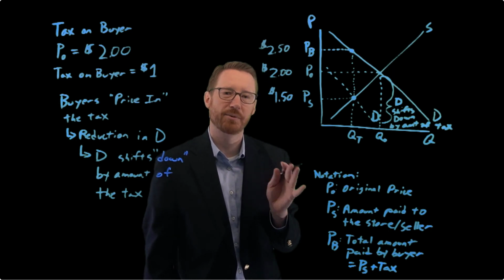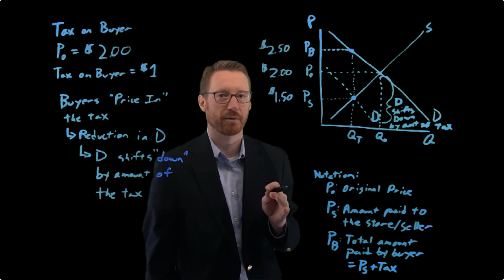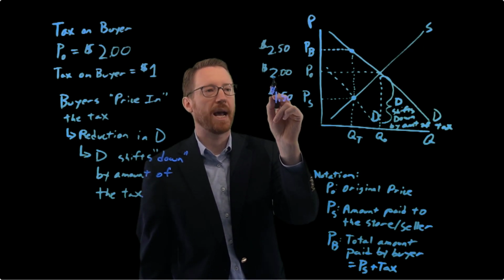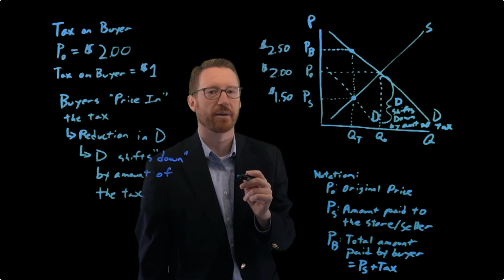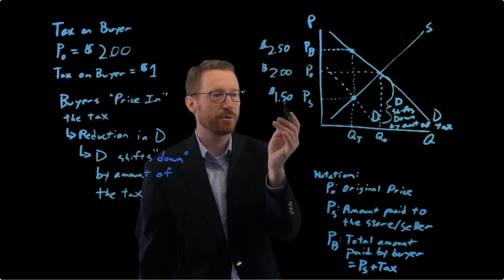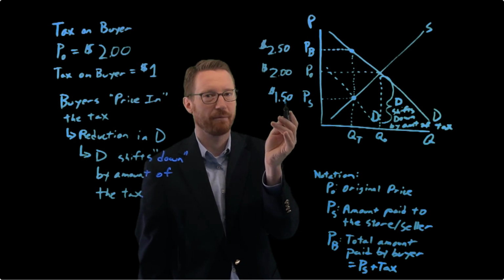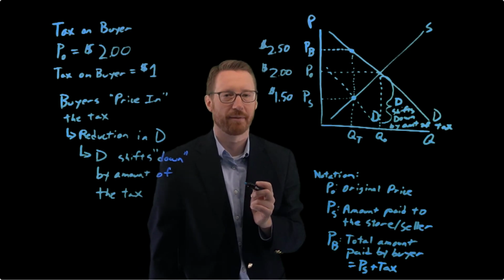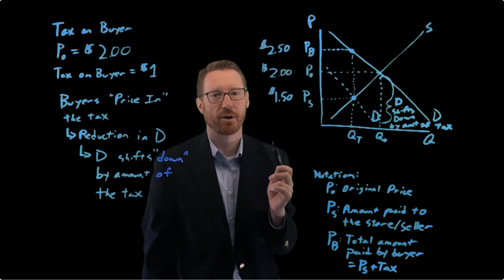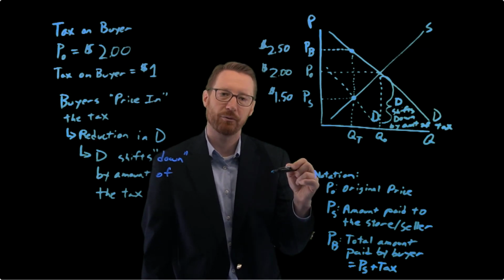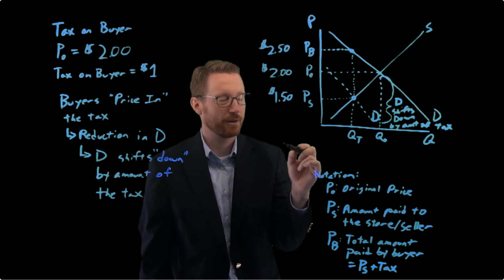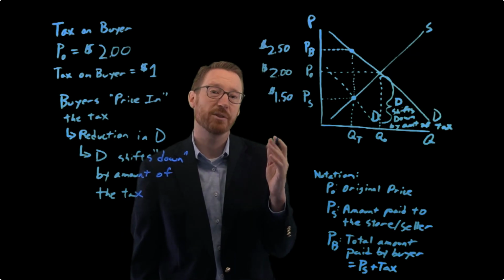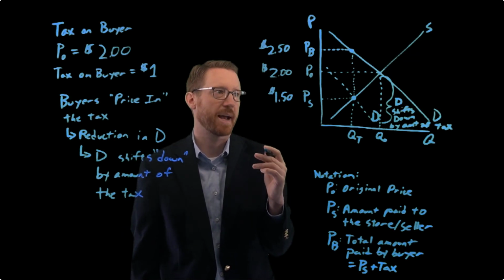So what's important to notice here? Each side is bearing some amount of the burden from this tax. Before, the buyer paid $2 and the seller received $2. Now, the seller is only getting $1.50 for that bag of M&Ms, and the buyer is paying $2.50. So the price has gone up to the buyer, and the amount received by the seller has gone down. Both sides are bearing some burden of this tax.